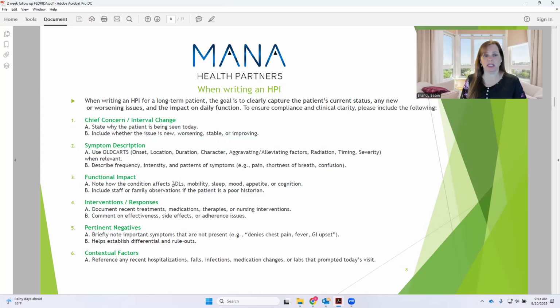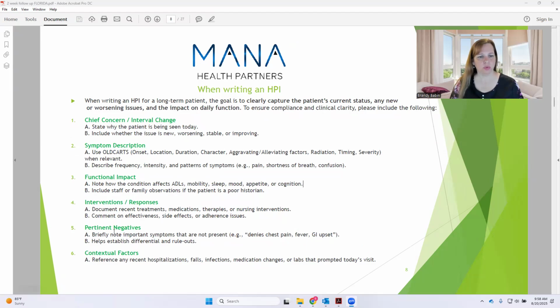Their functional impact. So especially where we don't have all that information from the dementia patients, what are we talking about for ADLs, mobility, sleep, mood, appetite, or cognition? I ask every patient, how are you sleeping? How are you eating? How is your appetite? How is your mood? And how are they doing? So the patient that was transferring independently has fallen 3 times. Now they're needing assist. Write that in there. Any interventions that we're doing. So if they're at high fall risk, or if they have had recent falls, you're going to be wanting to address that.